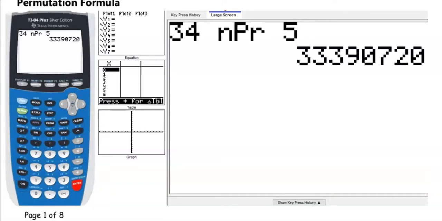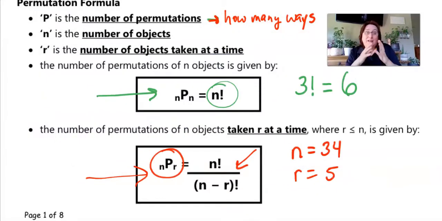And when we do that, hey guys, whoa, let's see, how much is that? That is 33,390,720 different ways to arrange the letters in supercalifragilisticexpialidocious using the first 5. That's a lot of different ways. Would you guys want to write all those down? No. So that's why we use the permutation calculation.